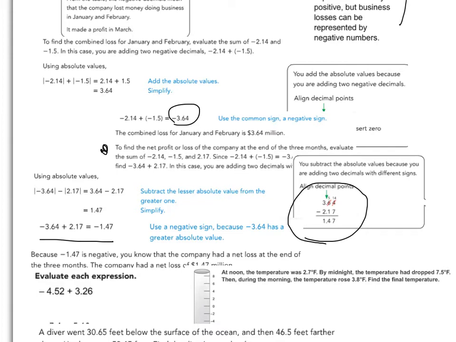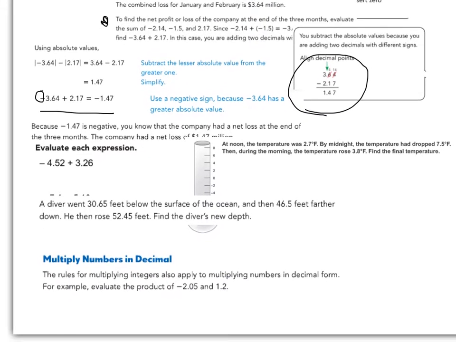And since your larger number is positive, I lied. Since your larger number is negative, you're going to have a loss of 1.47 million. So if you look down here, it says since 1.47 is negative, you know the company had a net loss at the end of the 3 months of 1.47 million. Okay? So now we're going to go down here and we're going to try a couple of these on our own.